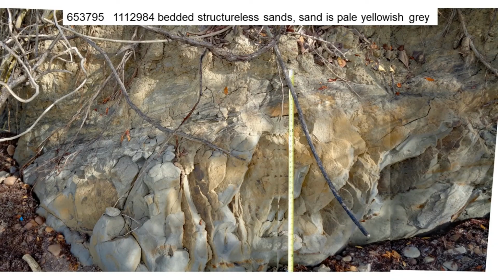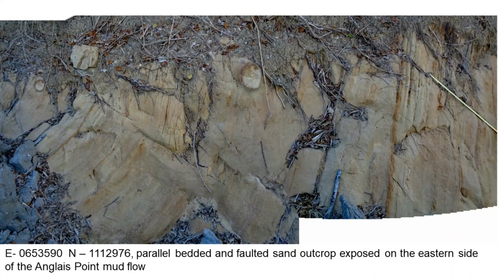At the second outcrop, we have a bedded, structureless, pale yellowish gray sand. On the eastern side of the Angler Point mudflow, we see a steeply dipping, parallel bedded and faulted sand outcrop exposed on the side.